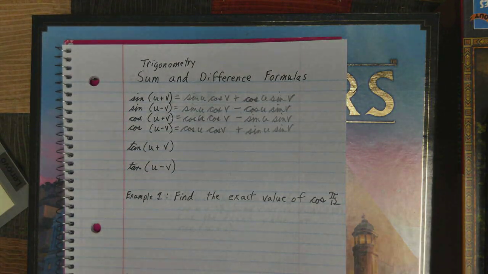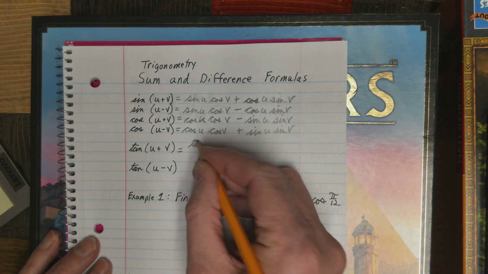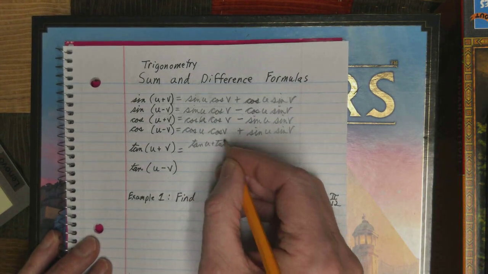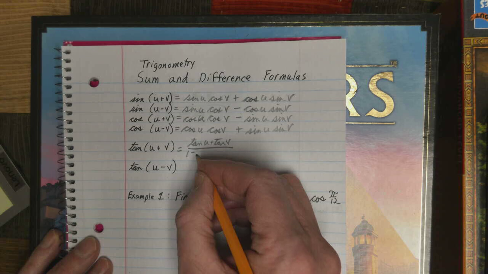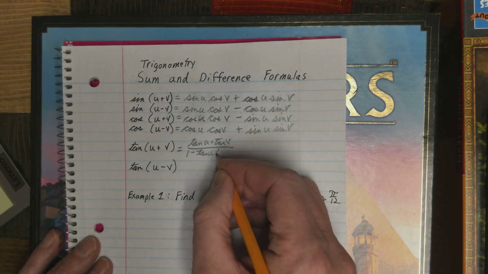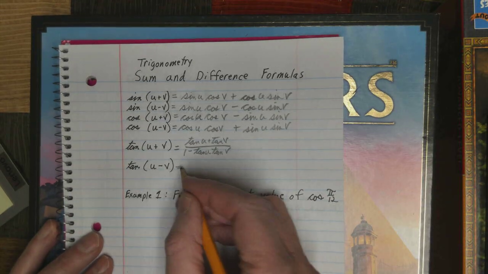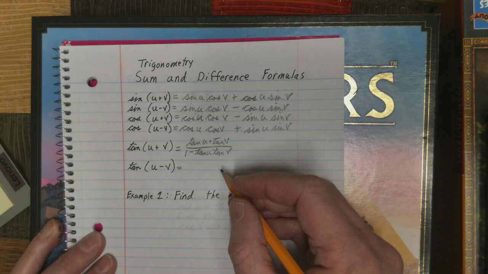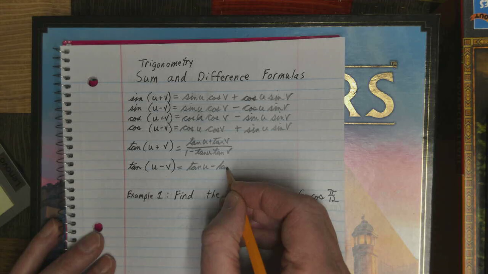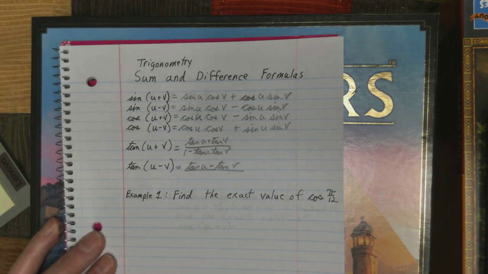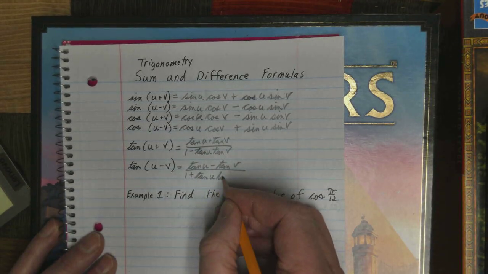Now tangent is a ratio here, and it's the tangent of u plus tangent of v over 1 minus tangent of u times tangent of v. And tangent of u minus v is tangent of u minus tangent of v, so it's going to be minus up here. Down here with the 1, it's going to be plus: 1 plus tangent u tangent v.